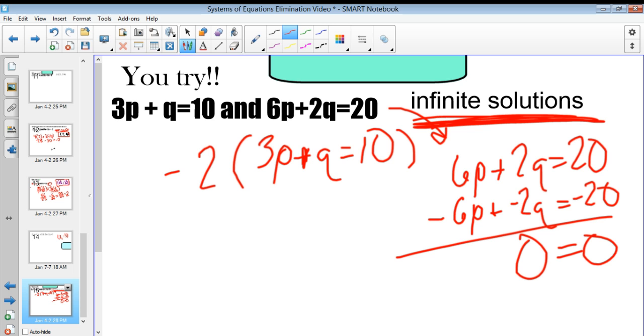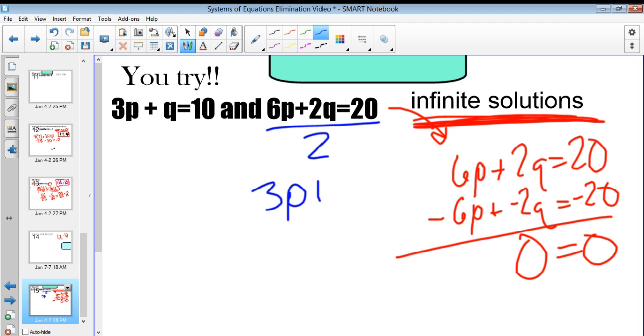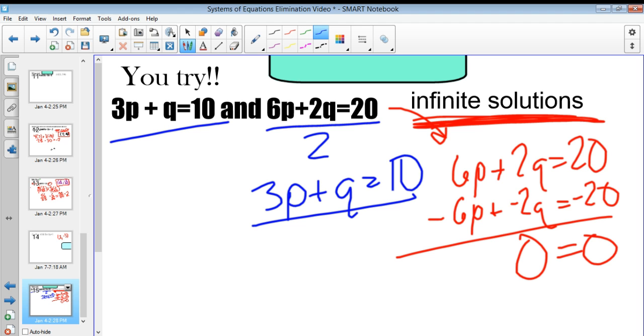So if you are able to get rid of both of your variables and still have that true statement, that means infinite solutions. We could already have a hint of that because if we were to just divide this equation, we would get 3P plus Q equals 10, which is the exact same thing as that first equation. So if you can identify that the two equations are the exact same, that means they're going to be intersecting an infinite amount of times if we were to graph them. So every single point that works on the one line is also going to be a solution for the other.